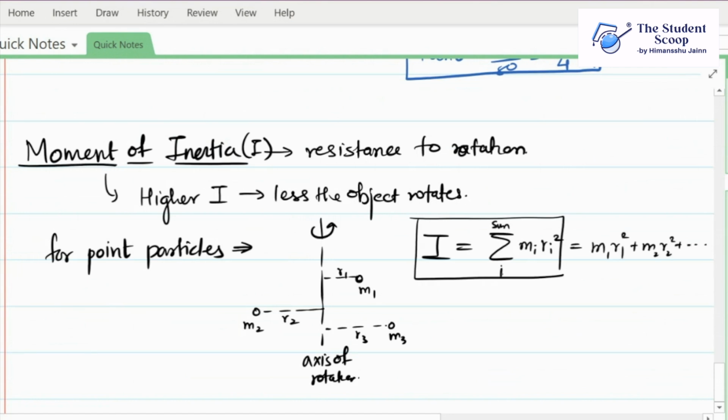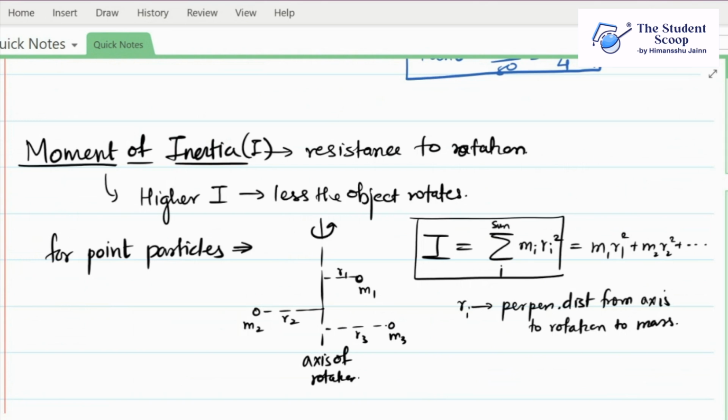Okay, where r is the perpendicular distance from the axis of rotation to the mass. Is that clear? It is a perpendicular distance from the axis of rotation to the mass. Okay, and we add the individual moments of inertia. So it is the sum of individual moments of inertia. Okay, that's what we are doing here.